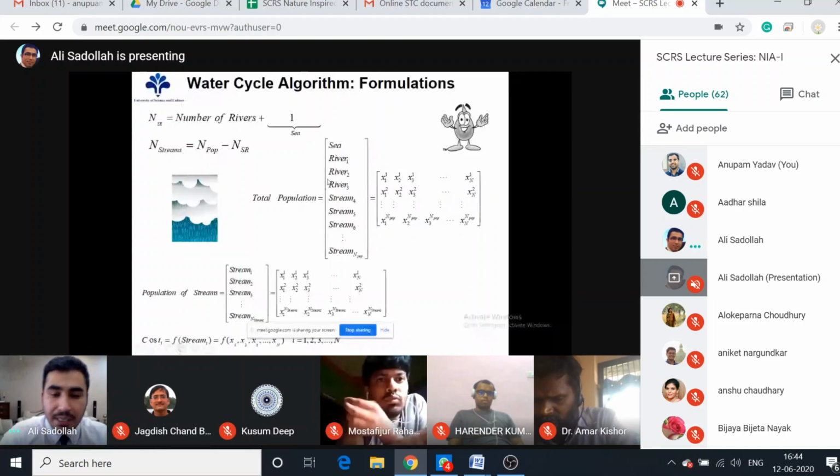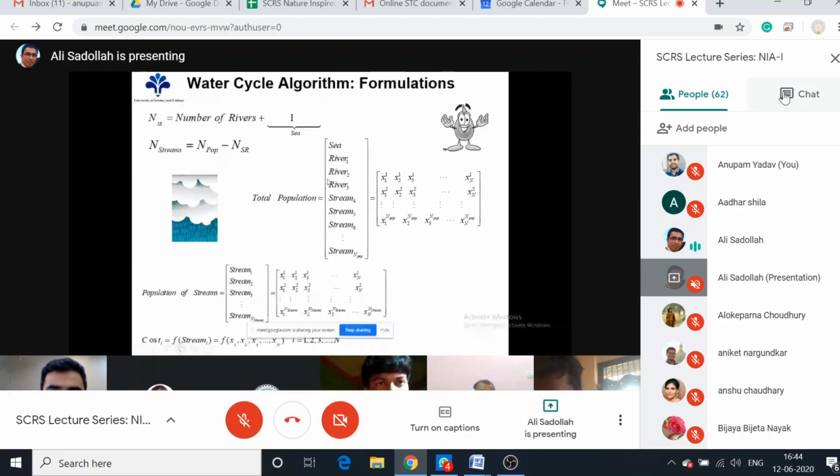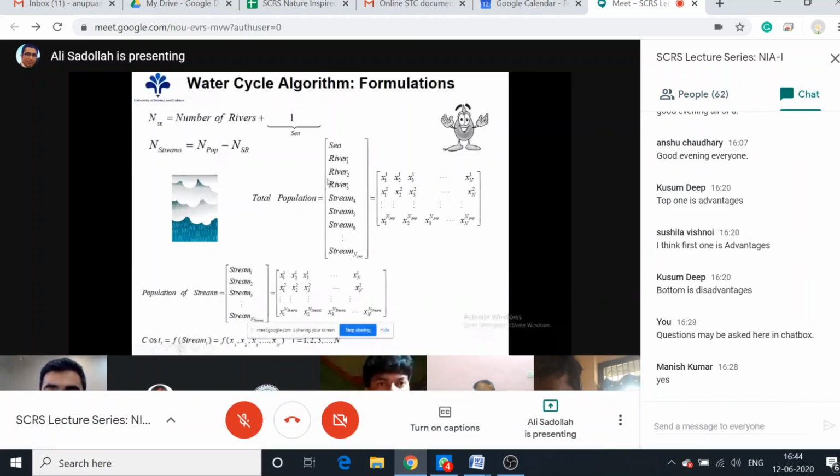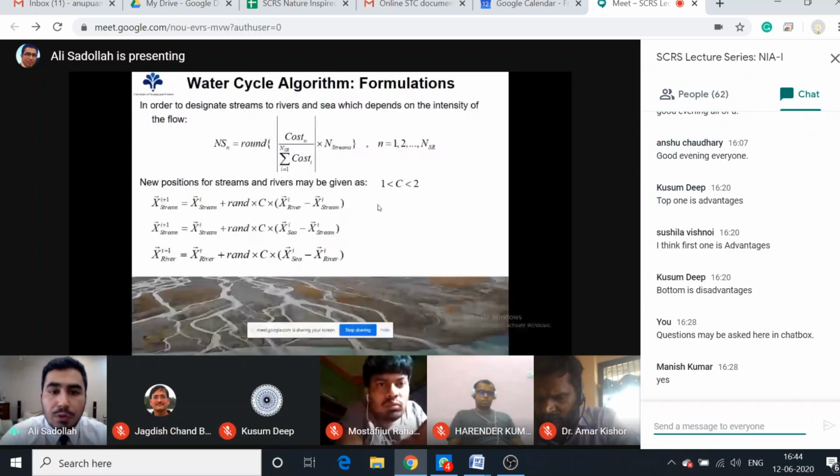In this case, it depends on the intensity of flow. Rivers and sea can absorb the streams. For example, it is very clear that the sea absorbs many streams to itself, because the intensity of flow in the sea is higher than rivers, and rivers also like that. So this is one suggested equation, so we can designate streams to the rivers and sea.